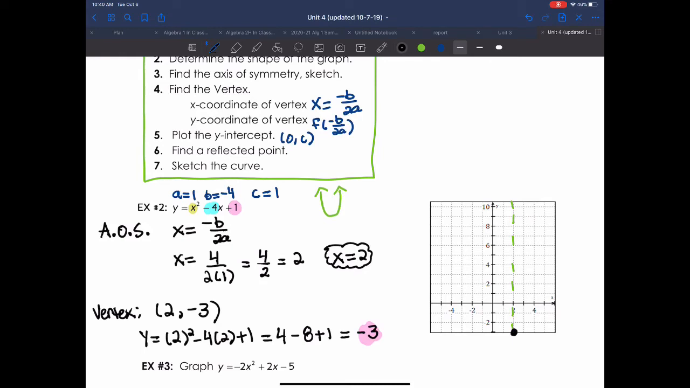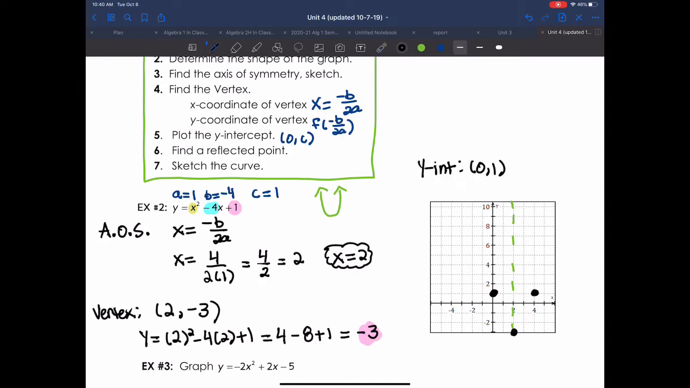So next things next, I know that my y-intercept is going to be 0, c. Since my c value is 1, that means that my y-intercept is simply going to be 0, 1. So at 0, 1, I'm going to put a point. And then I can reflect across the axis of symmetry. Since I'm going to the left 2 to get to that point, I'm going to go to the right 2 on the other side, and I'm going to plot that point right here.